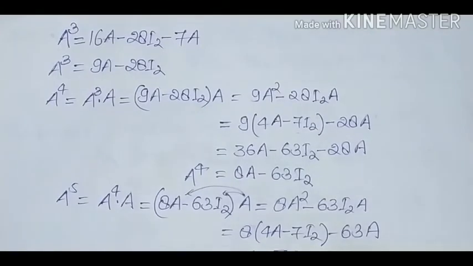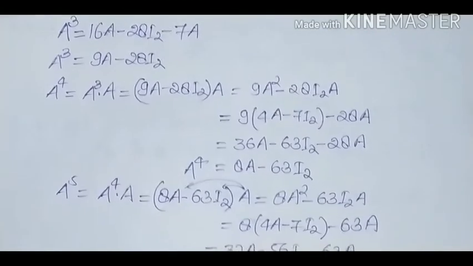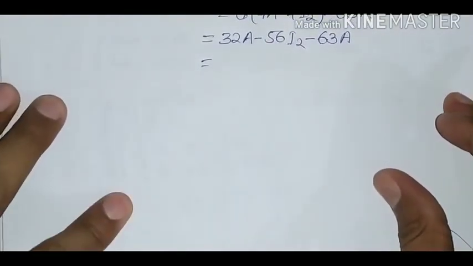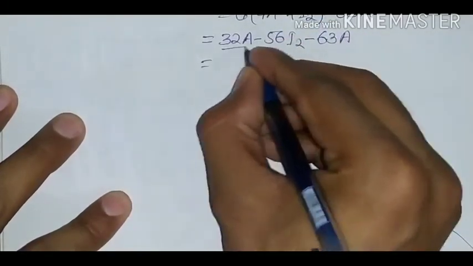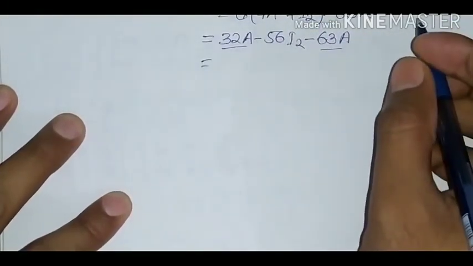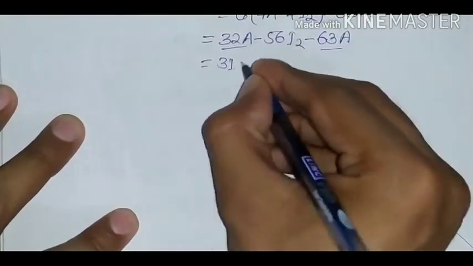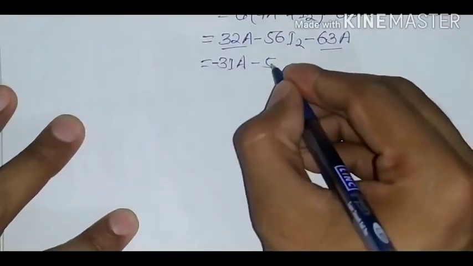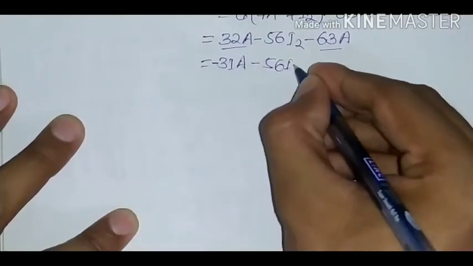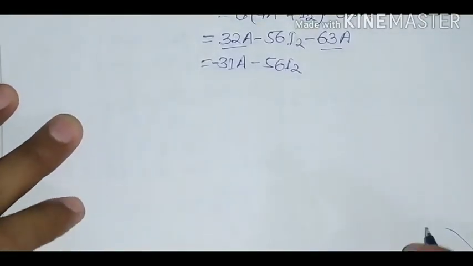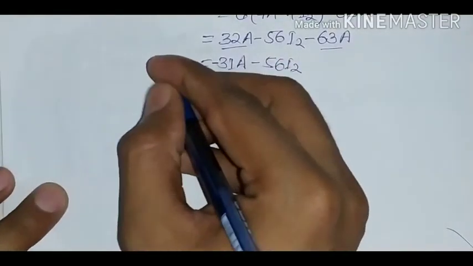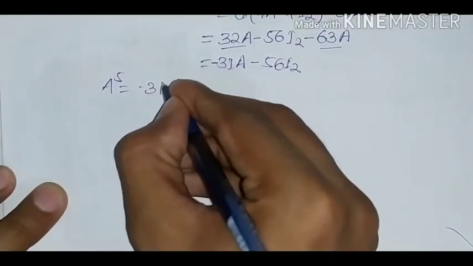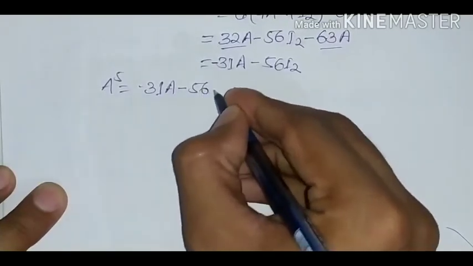Here is 32a minus 56 I2 minus 63a. Then the difference between 32a and 63a will be minus 31a, and minus 56 I2. I'm going to write here clearly the value of a to the power 5: a to the power 5 is minus 31a minus 56 I2.